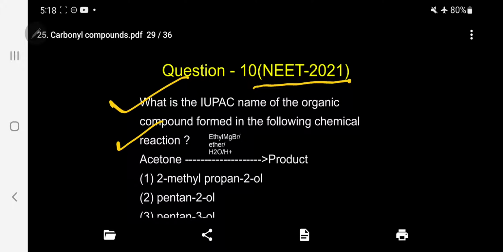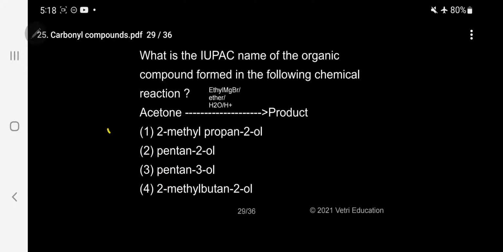Kindly follow. What is the IUPAC name of the organic compound formed in the following chemical reaction? Acetone reacts with ethyl magnesium bromide in presence of ether, followed by hydrolysis, giving the product. What is the product? Options are 1. 2-methylpropan-2-ol, 2. Pentan-2-ol, 3. Pentan-3-ol, 4. 2-methylbutan-2-ol.